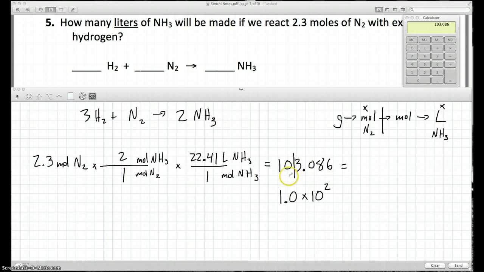Move the decimal point over 2 places, so that's where this 2 came from. So 1.0, those are my 2 sig figs, times 10 to the 2 liters of NH3 is my answer. So that is example number 5. Again, similar pattern, just replacing liters into that gram spot. And I'm going to do the last one here.